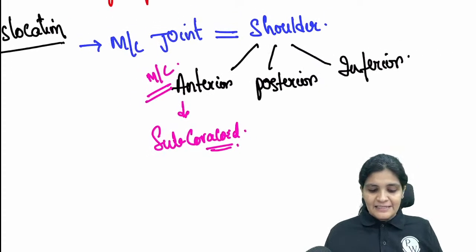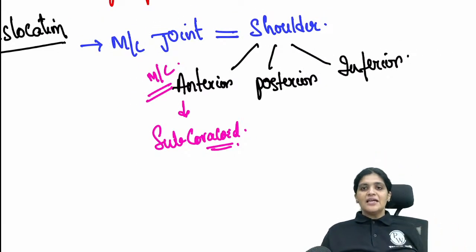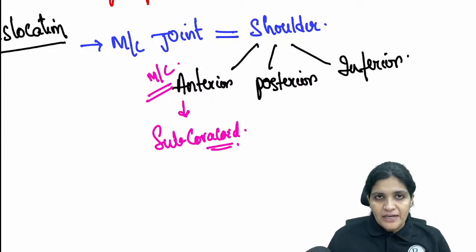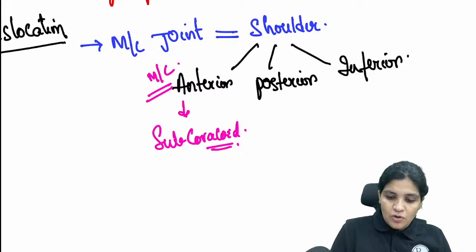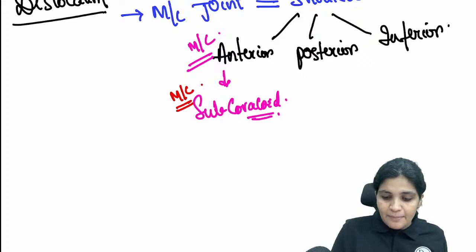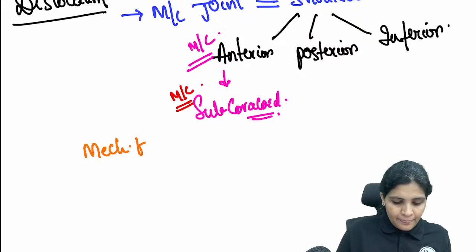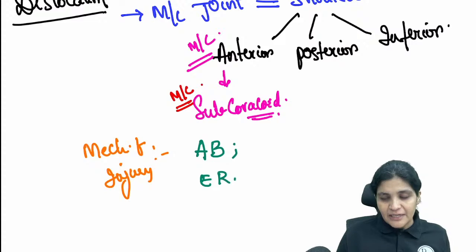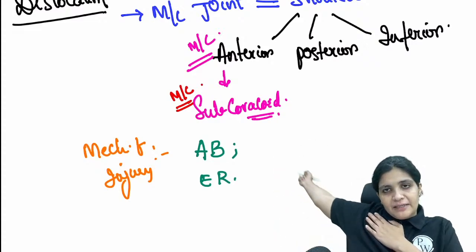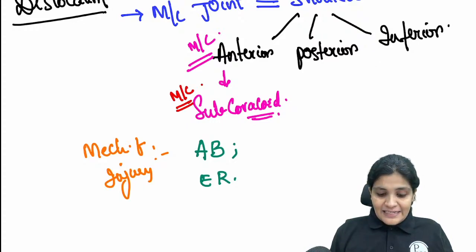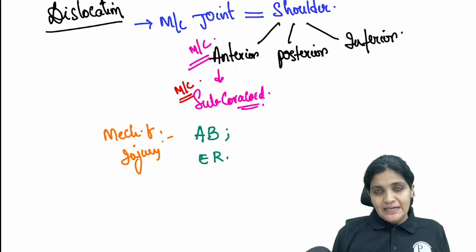And then in the anterior, we have another variety, that is subcoracoid. So now the humerus will sit below the coracoid. That is your subcoracoid, which is again the most common, right? So this is what you have to remember. And what is the mechanism of injury? For anterior dislocation, there would be abduction and external rotation. So the patient goes abduction and then external rotates, so that the head comes forward. So that is your anterior dislocation, right?